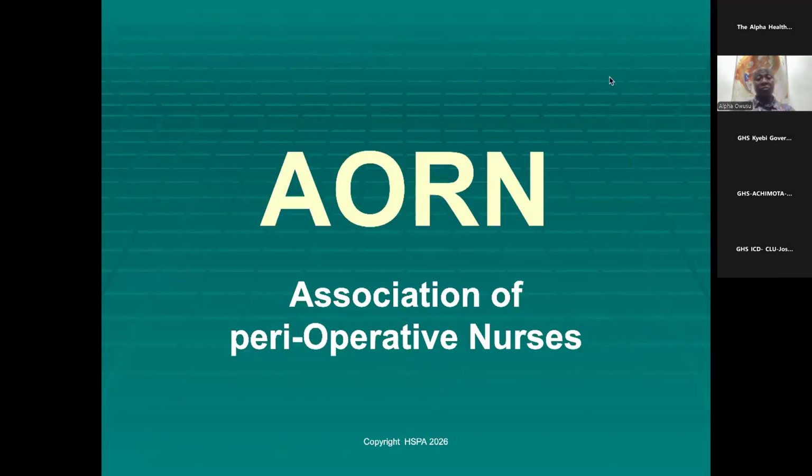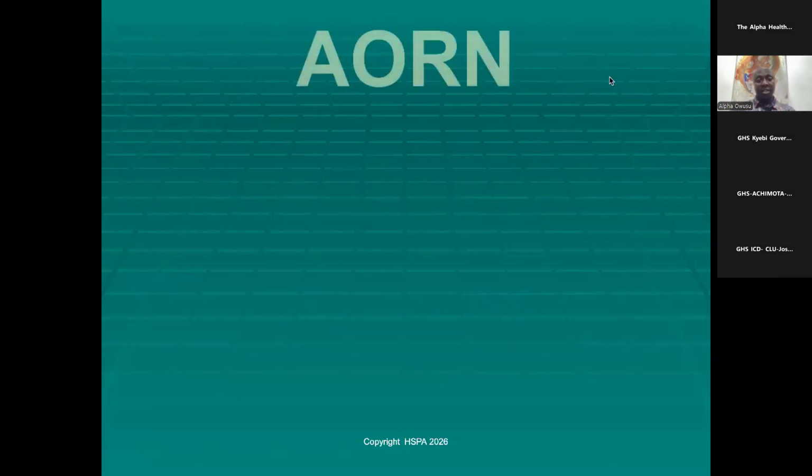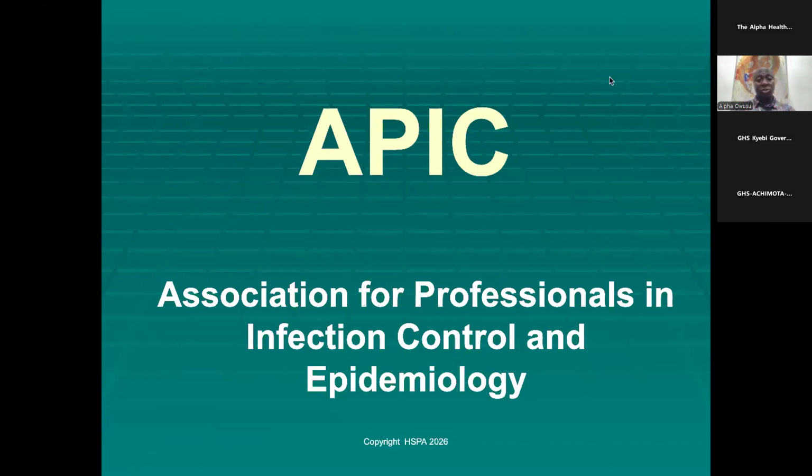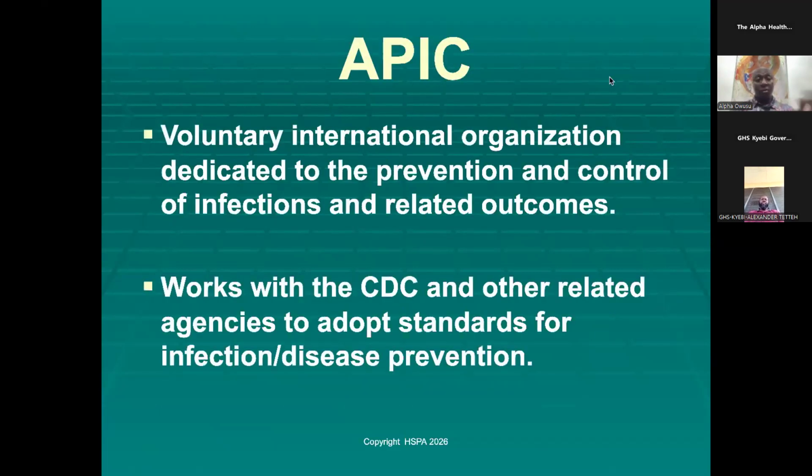AORN, Association of Periop Nurses. I know that we have it here, right? And it works hand in hand with sterile processing, because of the surgical procedures that we do and the medical devices that we use. Very, very important. APIC, Association for Professionals in Infection Control and Epidemiology, right? Our IPC team, IPC is the voice, IPC is the soldier, IPC is the inspectorate, IPC is the person who should be correcting all these things. And so we have to know these policies and standards offhand.